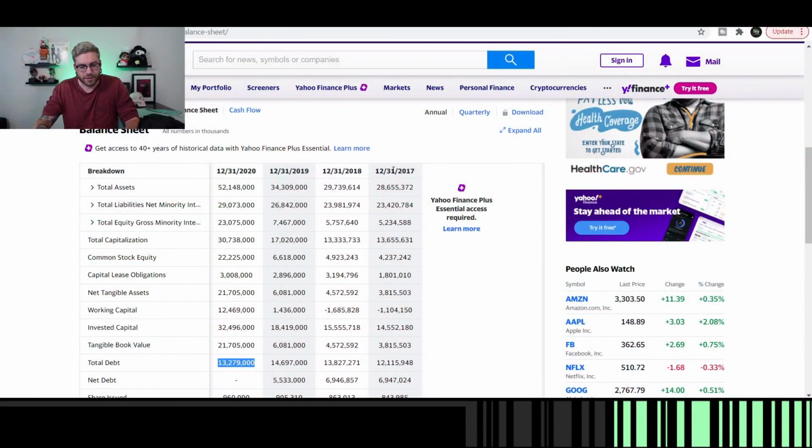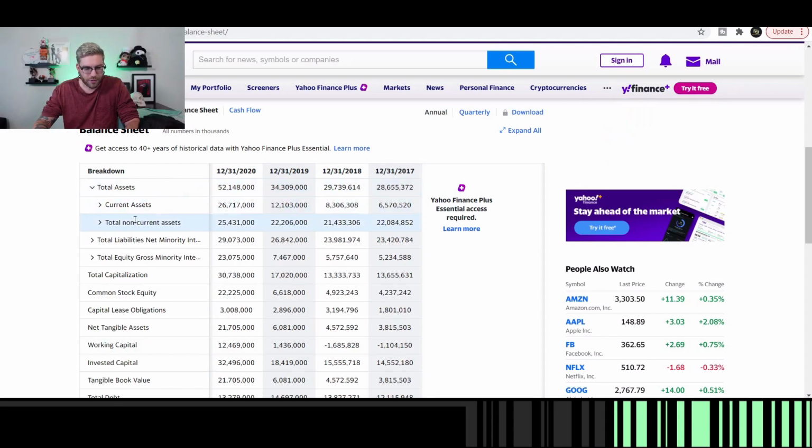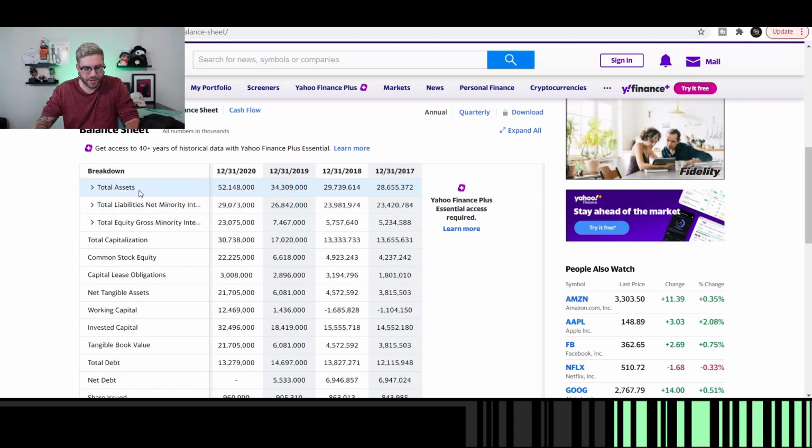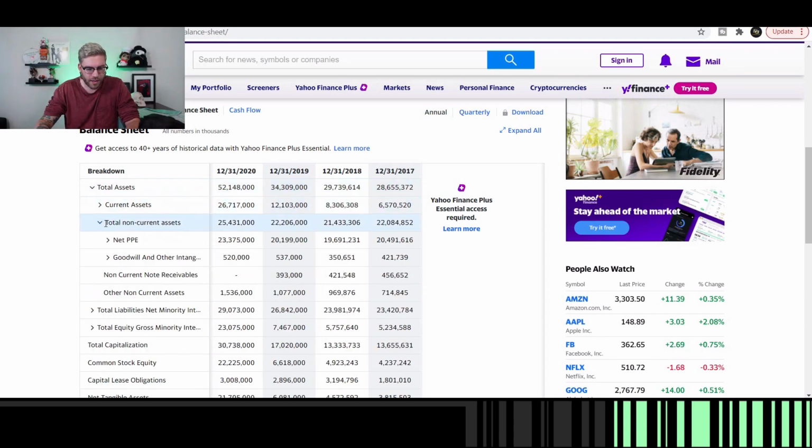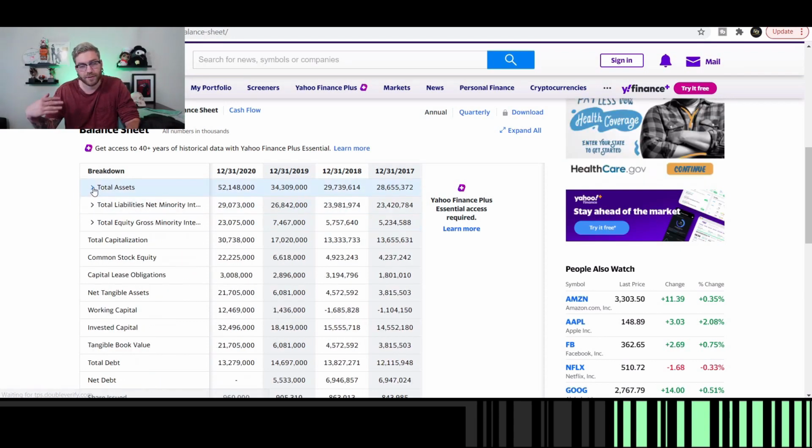We can see clearly from 2017 to 2020, our assets have gone from 28 million to 52 million, almost doubled. That's great. You can click the down arrow and look at more in-depth things. Again, for a beginner, I'm not overly worried about you diving into, oh, what's their total non-current assets? It doesn't matter for a beginner. You can definitely follow up on that. This is a great intro for you.